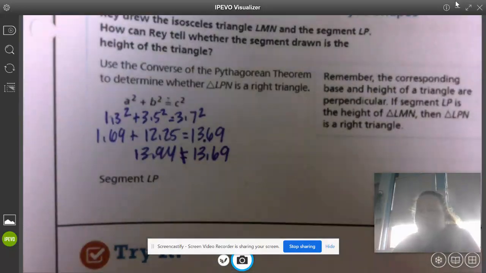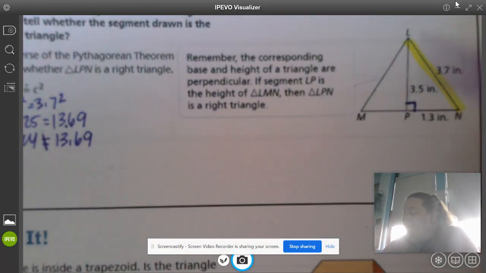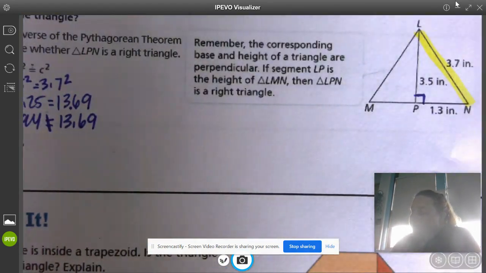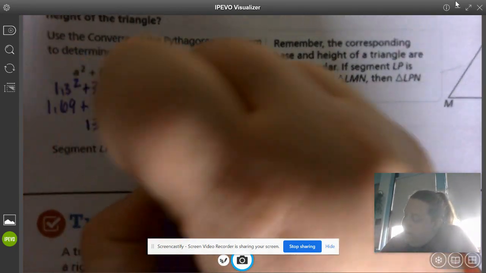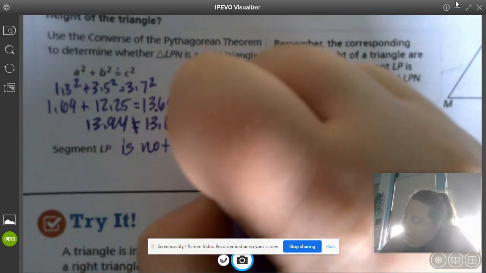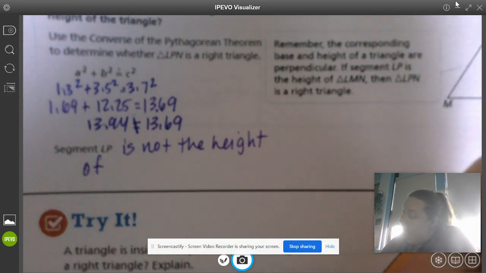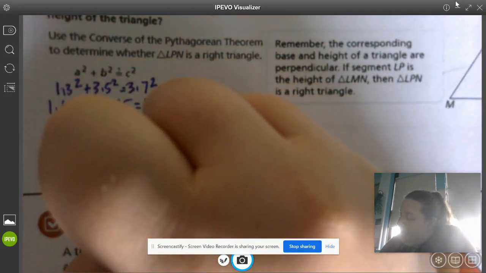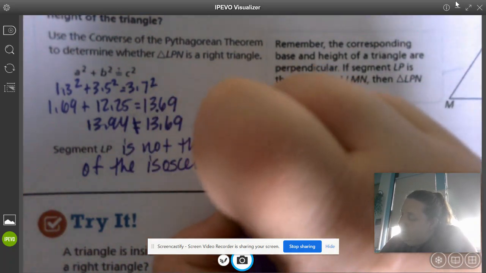So what does that mean? What that means is that 3.5 can't be the height of this triangle because these three numbers don't work together to form a right triangle. So segment LP is not the height of the isosceles triangle.